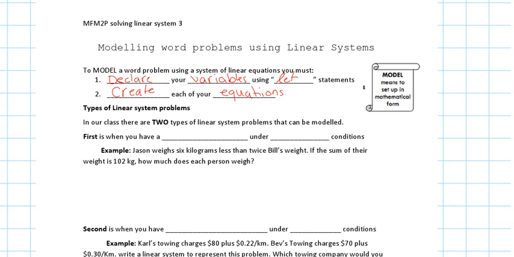Okay? So we're going to pick our letters and we're going to say what they mean. Then we're going to create our 2 equations. And the equations, they're going to have to look like y equal mx plus b. But I might pick different letters for y and x. I don't have to pick y and x. Okay?